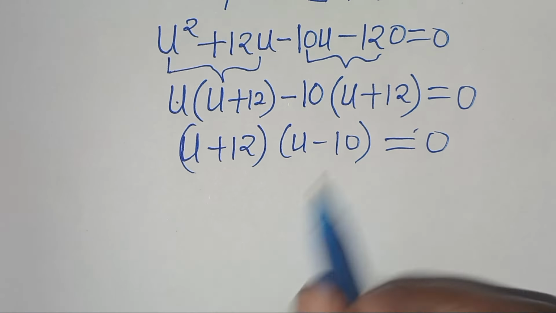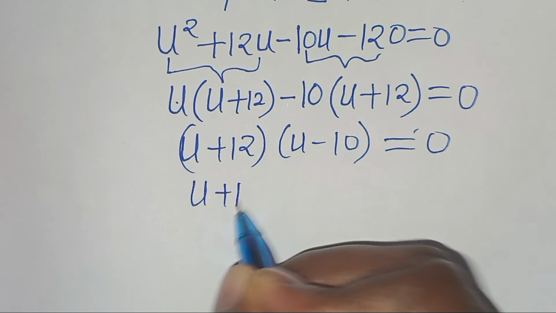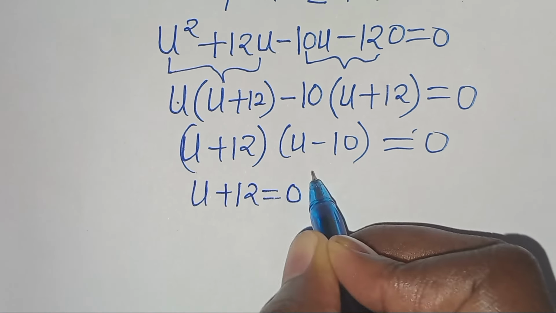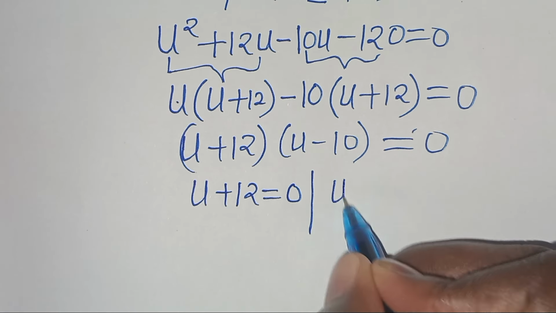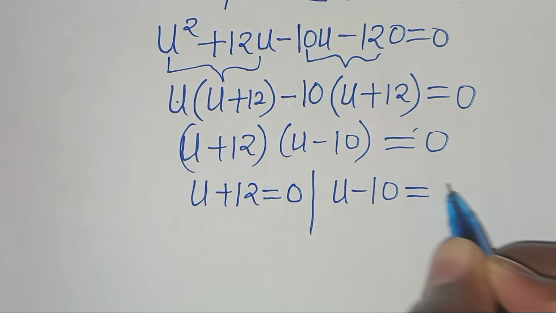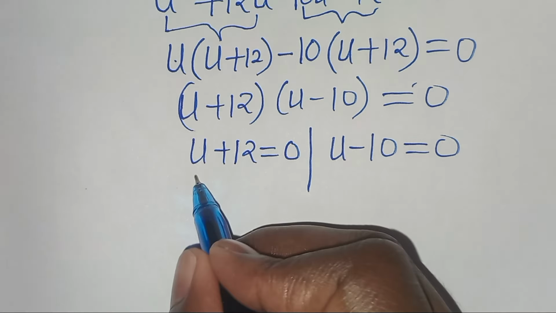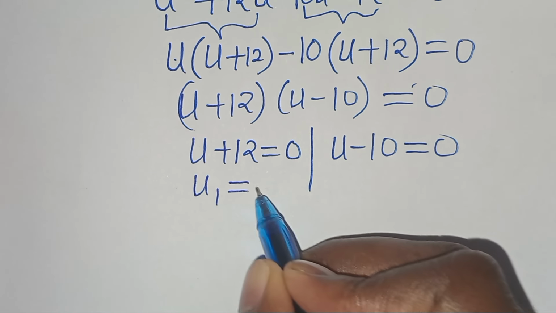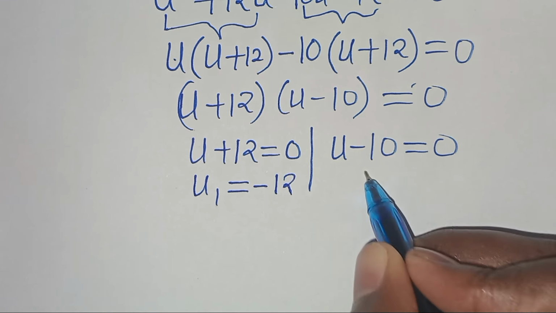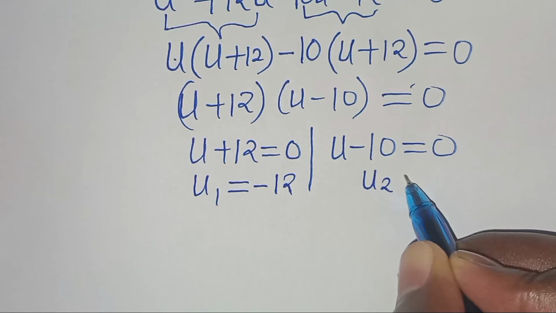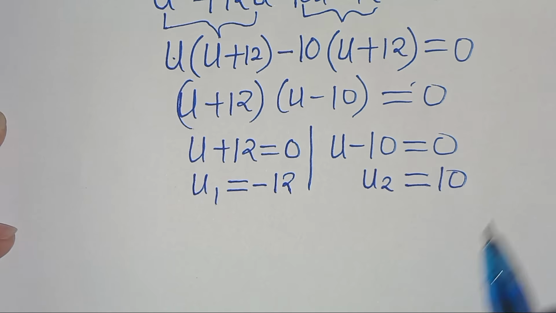So we have two parts here. We have u plus 12. This is equal to 0. And here we have u minus 10. This is equal to 0. So we have that u1 is equal to minus 12, and we have that u2 is equal to 10.